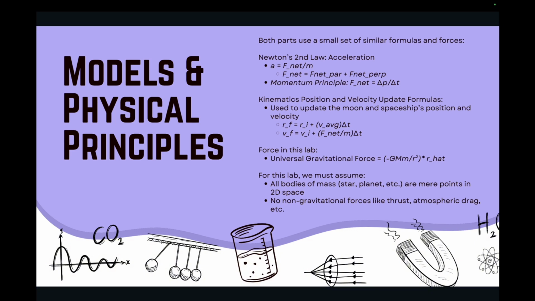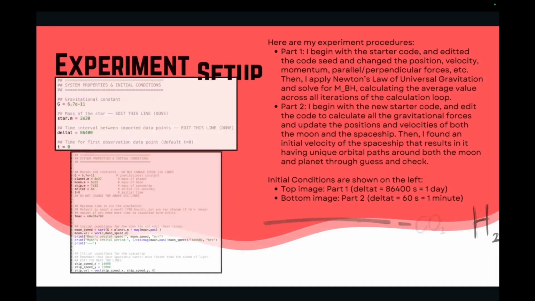v equals v0 plus a delta t. In this lab, we use only one force, universal gravitational force. This is negative G m1 m2, the masses of the two objects, over r squared, times the unit vector of r. And for this lab, we must also assume that all bodies of mass, the star, the planet, the black hole, etc., are mere points in 2D space, and no non-gravitational forces like thrust, drag, and whatever exist.